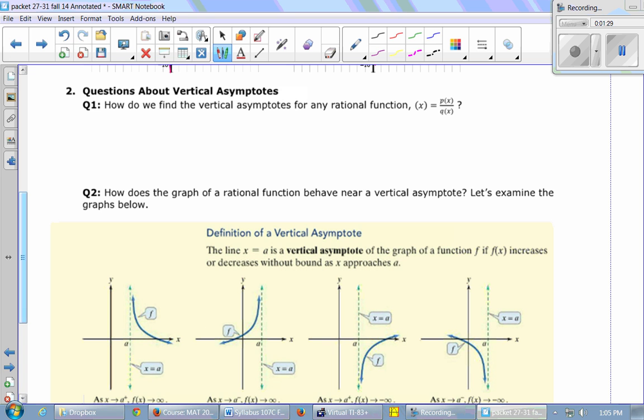So in general, how do you find a vertical asymptote for any rational function? You look for places where the denominator is 0. We'll call that R of x for rational, and you solve q of x equals 0. Look for places where the denominator is 0. Those are going to be values that you have to exclude from the domain, and they are potential vertical asymptotes. They aren't always vertical asymptotes.